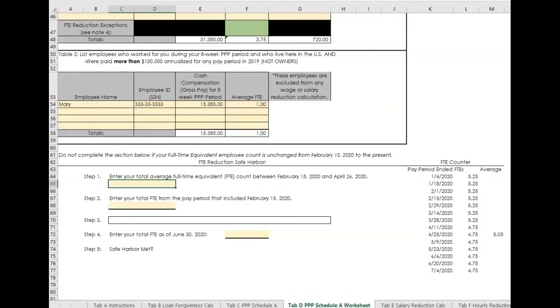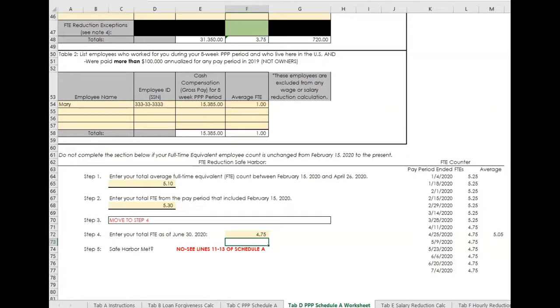In this example, the company had 5.1 full-time equivalents between February 15th and April 26th, and 5.3 as of February 15th. If you had more full-time equivalents prior to February 15th, in order to now meet the safe harbor, you must restore that level before June 30th. In this case, because the company reduced Sam's hours from 40 hours per week to 20 hours, the full-time equivalent count here is 4.75 as of June 30th, and the safe harbor is not met.